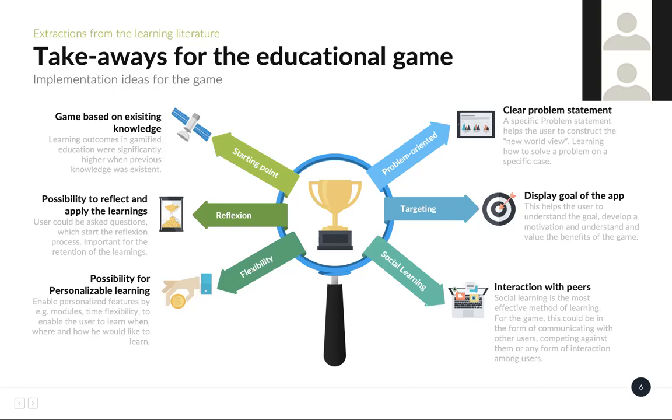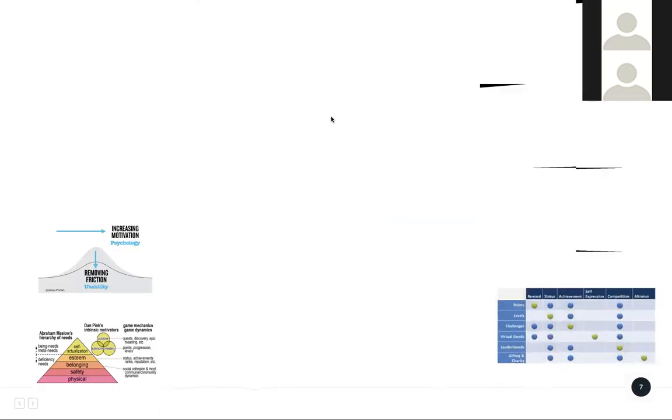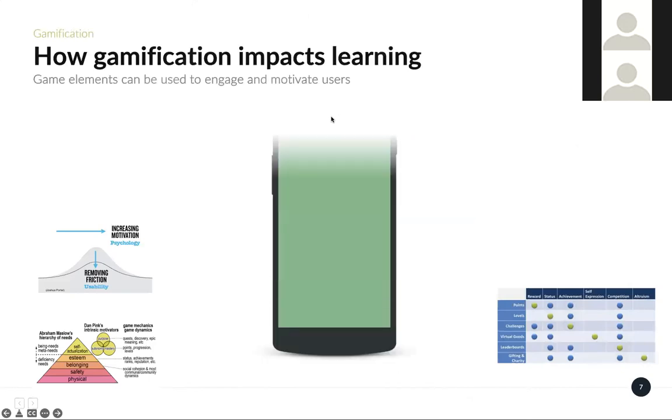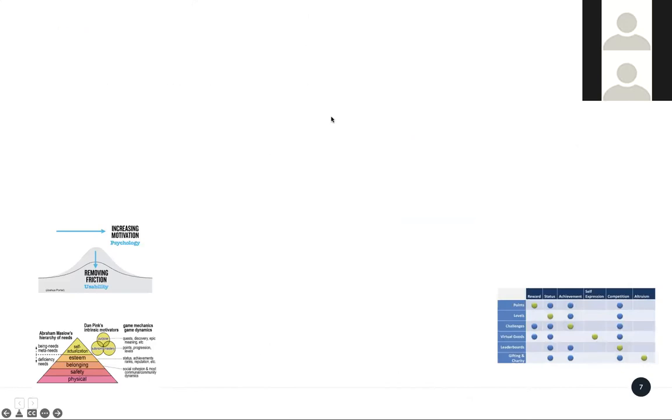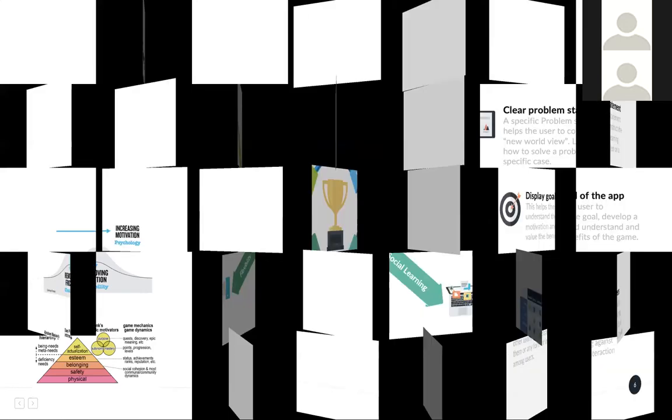And then displaying the goal of the app, what are our intentions, and what are the intentions of the company that maybe uses the game, to understand the goal and also value the benefits of the Dilemma project as a user. And lastly, and most importantly, social learning. So some forms of interactions would be really key.